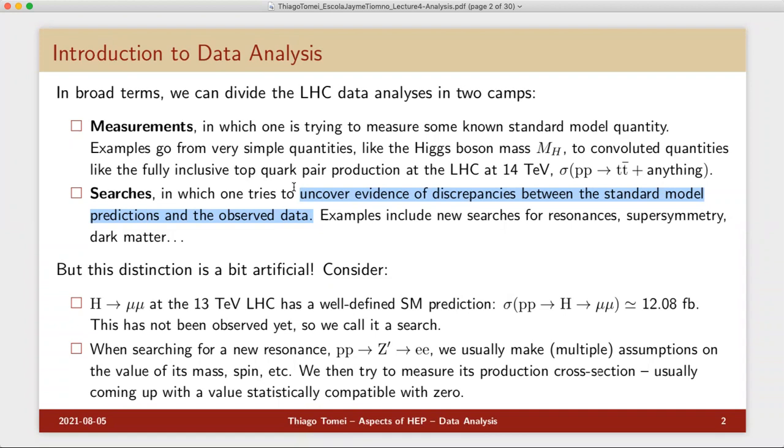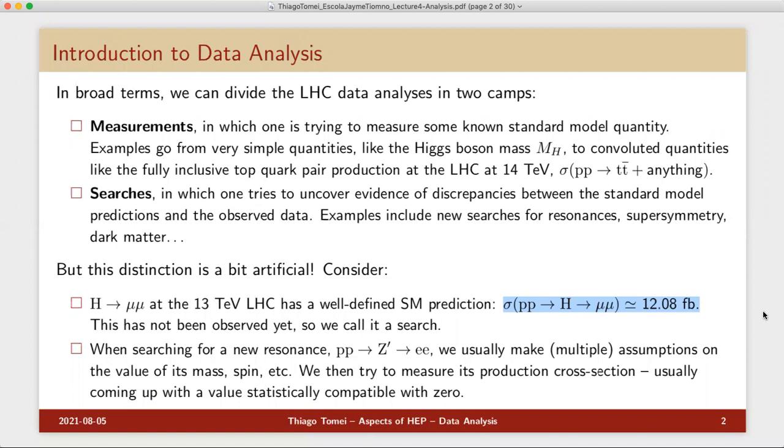But notice that this distinction is a bit artificial, okay? Because for instance, consider the Higgs to muon process. Higgs to muon is something that is predicted by the standard model. The problem is that it's a very rare process. It's something like 12.08 femtobarn. We haven't observed this yet. The standard model predicts it, but we have not observed it yet.